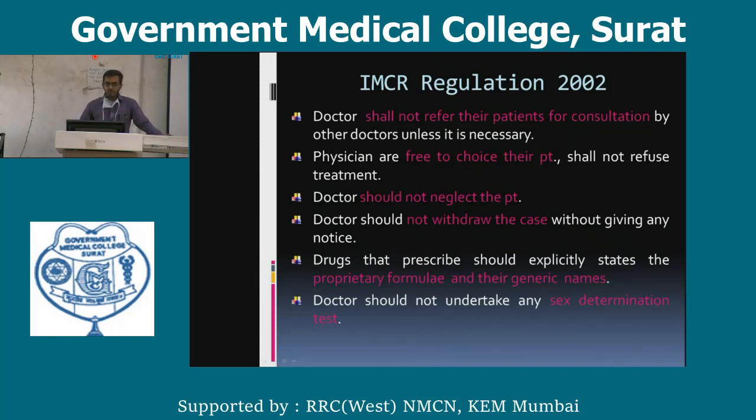Drugs that are prescribed should explicitly state the proprietary formula and their generic name. We have to write the advice on the drug in proper readable language. Means, in the case of Calpol, Calpol is a trade name, not a generic name. The main drug is paracetamol. So we have to use paracetamol. The name should be mentioned as paracetamol, tablet paracetamol, and again in capital letters.